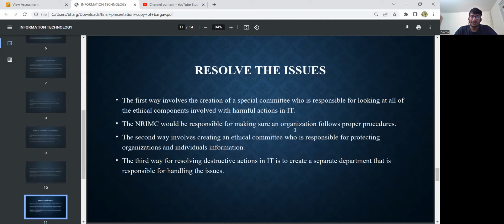Resolving the issues. The first way involves the recreation of a special committee responsible for looking at all of the ethical components involved in harmful actions in IT. The NRIMC would be responsible for making sure an organization follows proper procedures. The second way involves creating an ethical committee responsible for protecting organizations' and individuals' information. The third way of resolving harmful actions in IT is to create a separate department responsible for handling the issues.